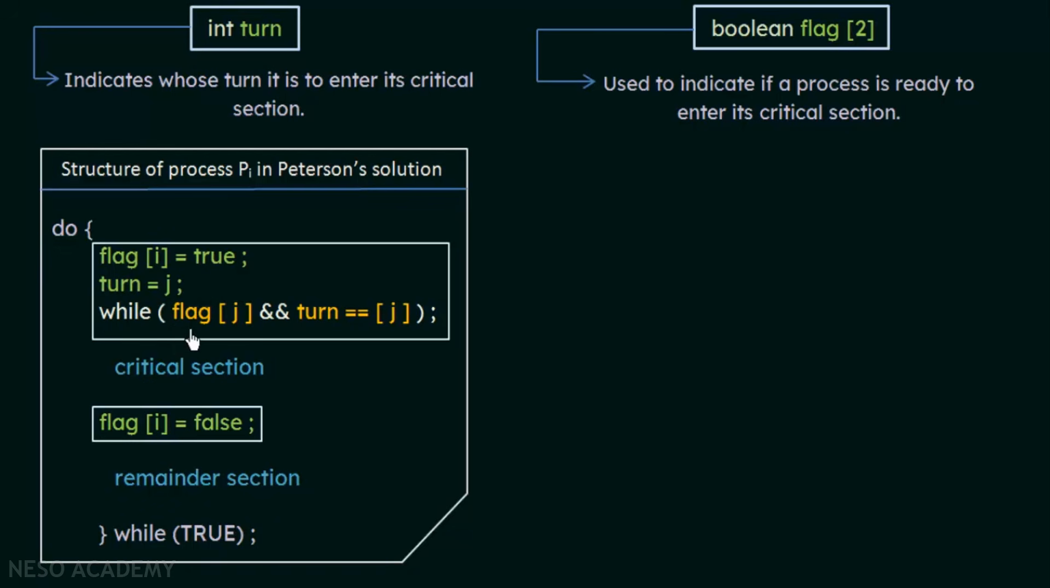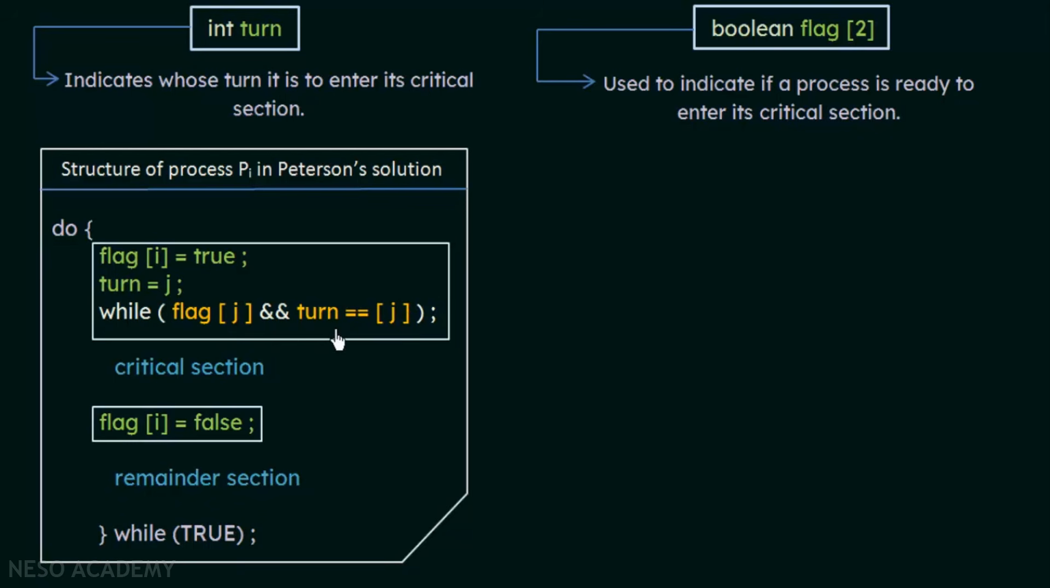Let's say that the process Pj also wants to enter this critical section. So what will that process Pj do? It will also set its flag of j equal to true. So flag of j will be true and turn equal to j. Process Pi already set the value of turn equal to j, so turn equal to j is also true. Flag of j means process Pj wants to enter this critical section, and turn equal to j was set by process Pi over here. So both conditions are true.